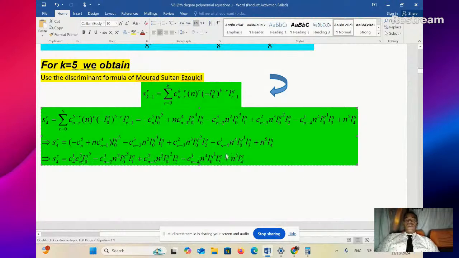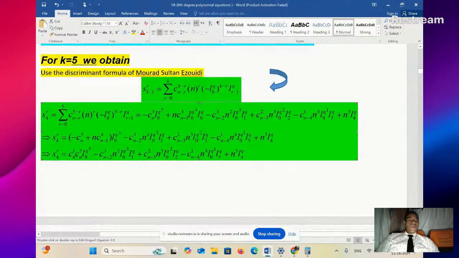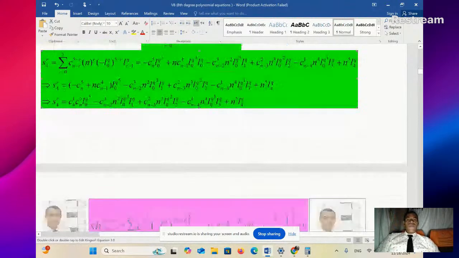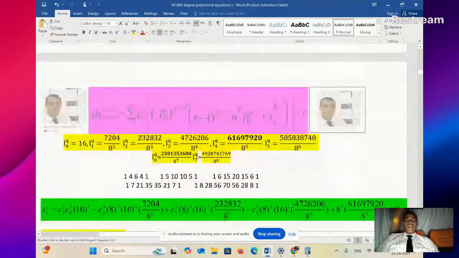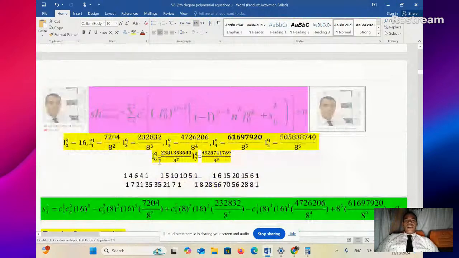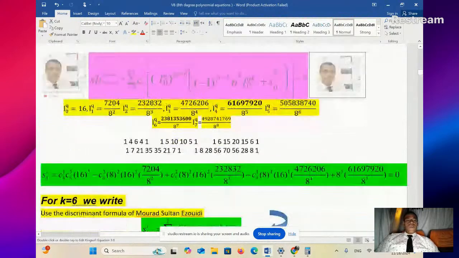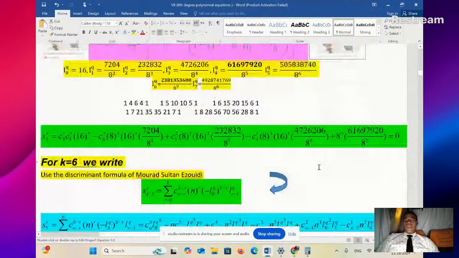Now learners, I'm going to focus on this formula so that I will work out the fifth coefficient of my new 8th-degree polynomial equation. After calculating this, the coefficients that have been colored with yellow will give you the coefficients of your new polynomial equation with the highest power 8. So now I'm going to focus on this and calculate this. I will give you 1 minute, learners, to calculate this. This one has to be equal to 0.